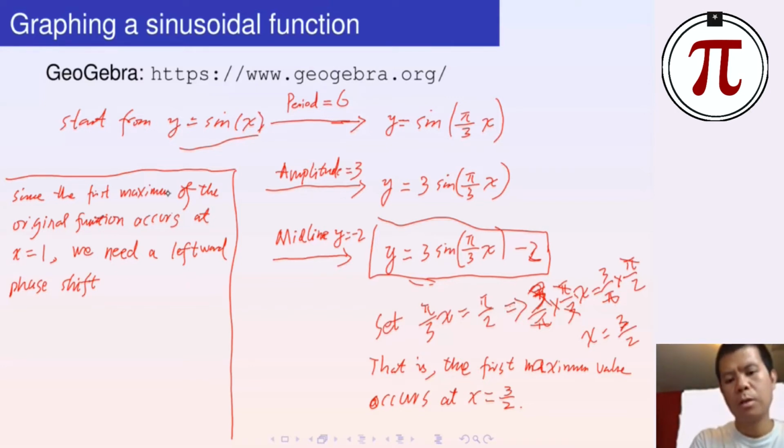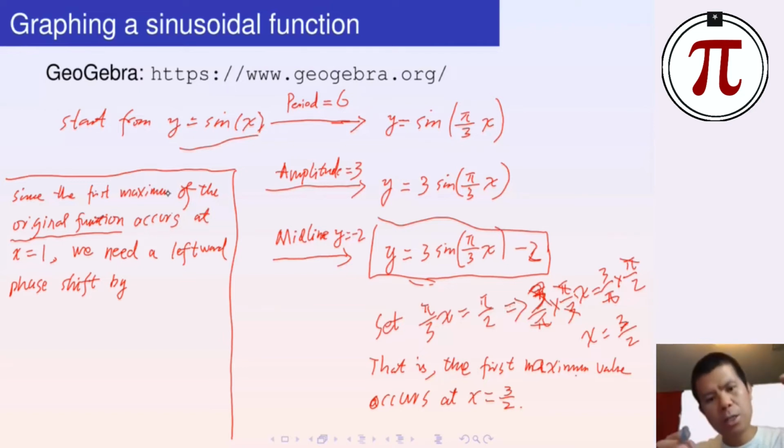Professor Luke, I have a question about one thing. On that page, you wrote at the bottom that the first maximum value occurs at x equals 3 over 2, and then in the box, it said the first maximum value occurs at x equals 1. Oh, yes. Well, here is the original function. This is the first maximum after the midpoint, right?